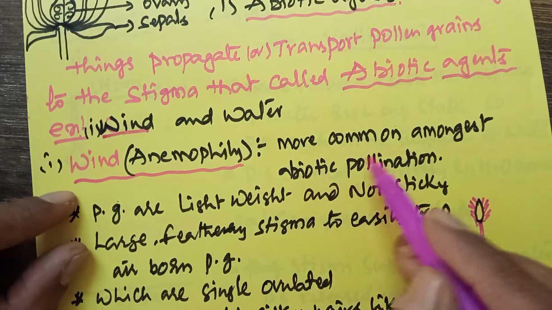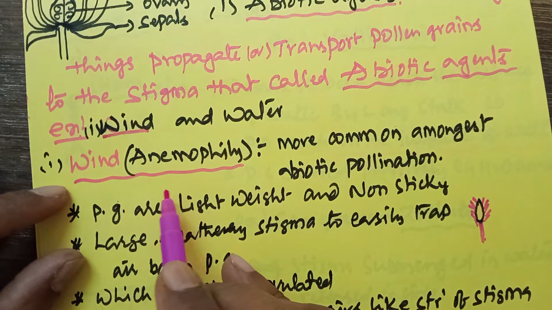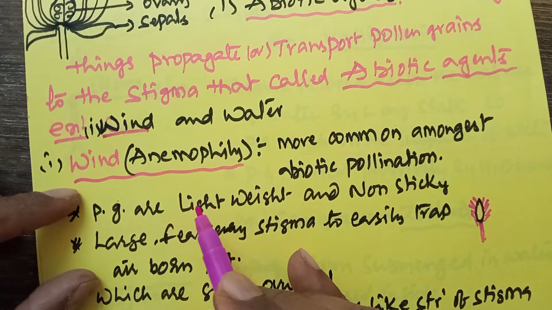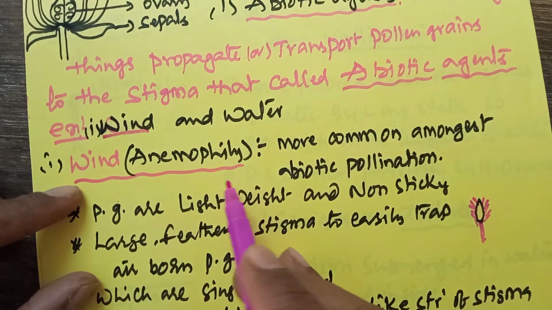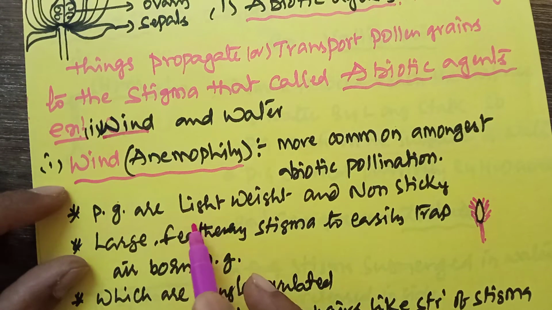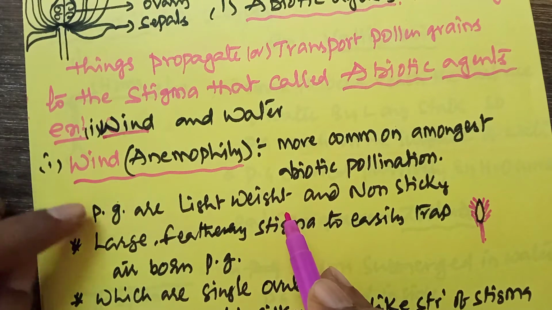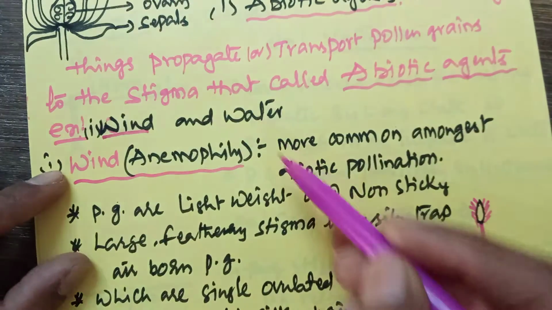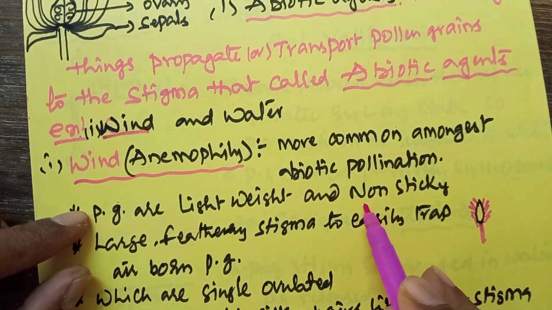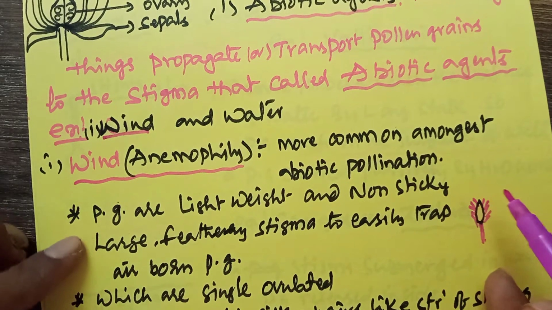So it is a common abiotic agent. When pollen grains participate in pollination by wind, these pollen grains are structurally very small, lightweight, and also non-sticky. When they reach the stigma, the pollen grains can also disperse. So these are non-sticky pollen grains.